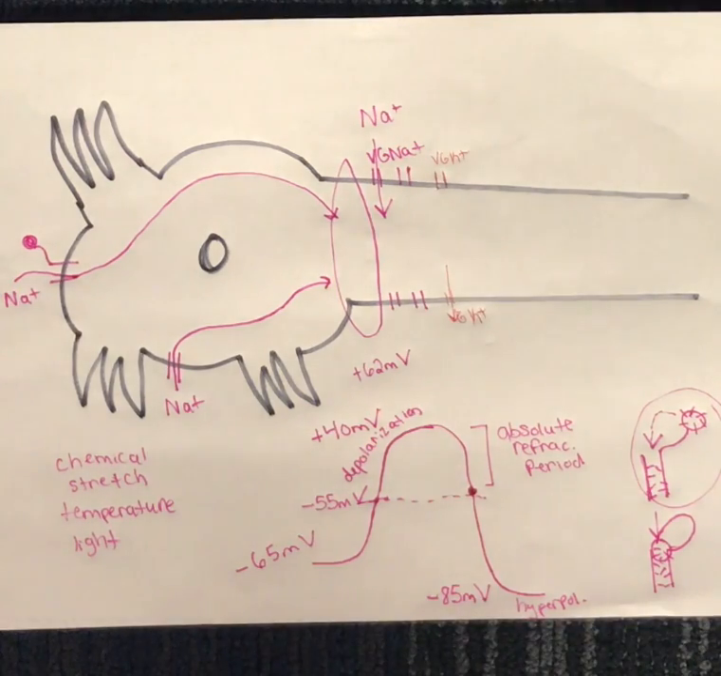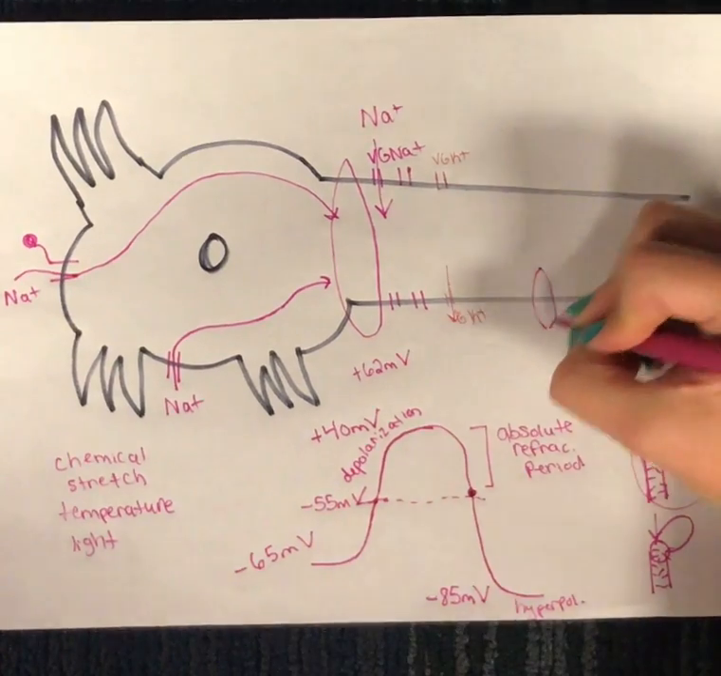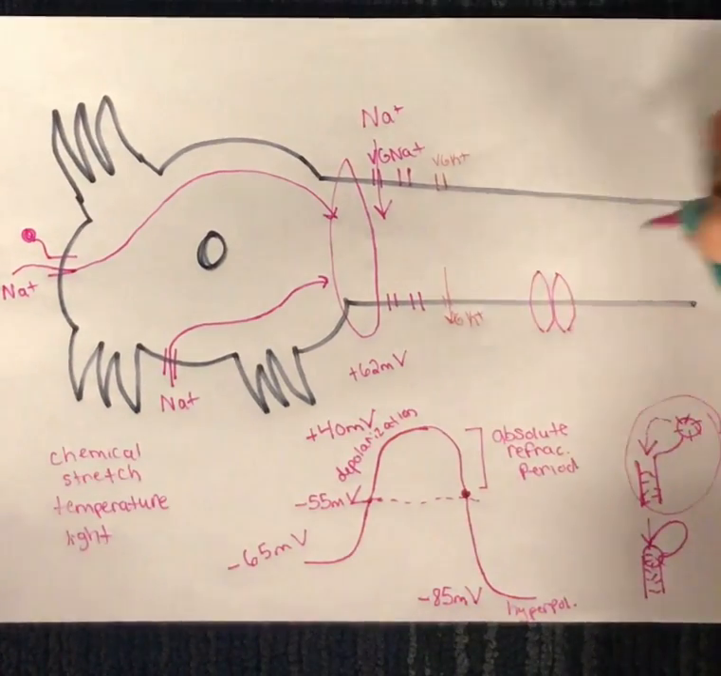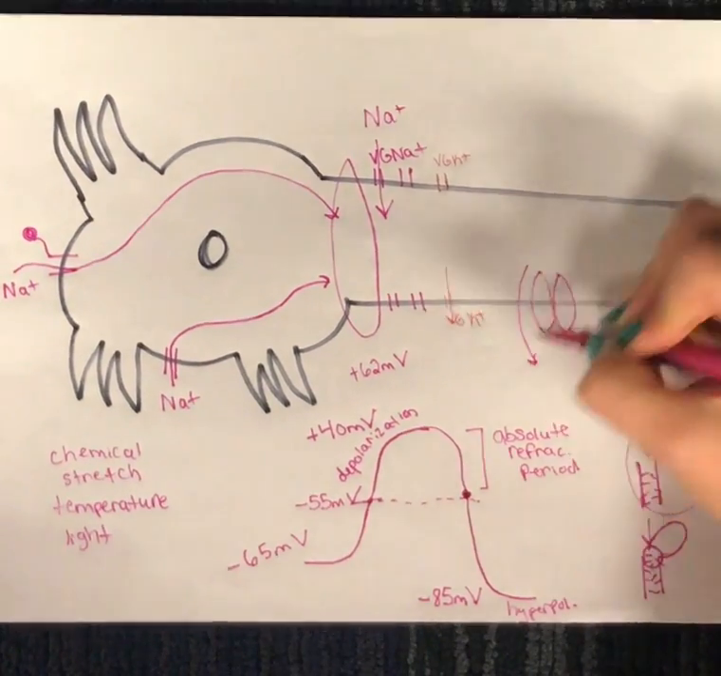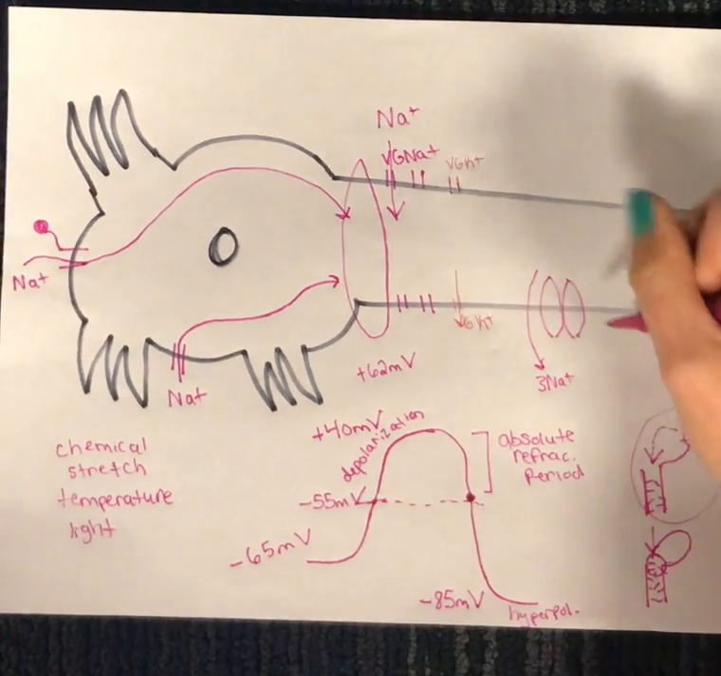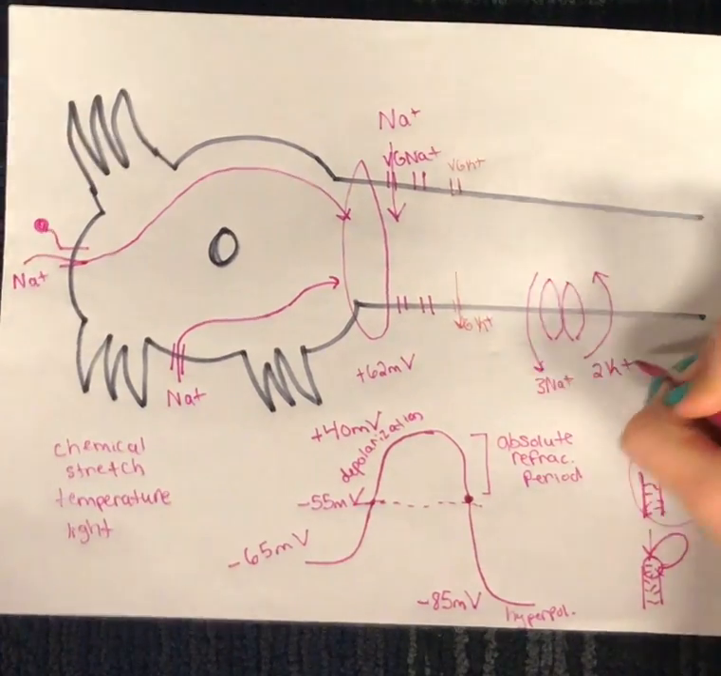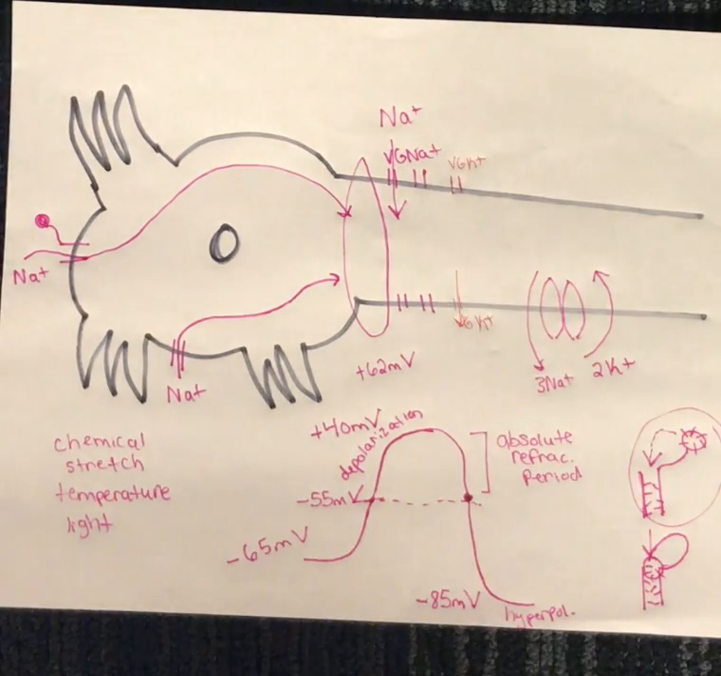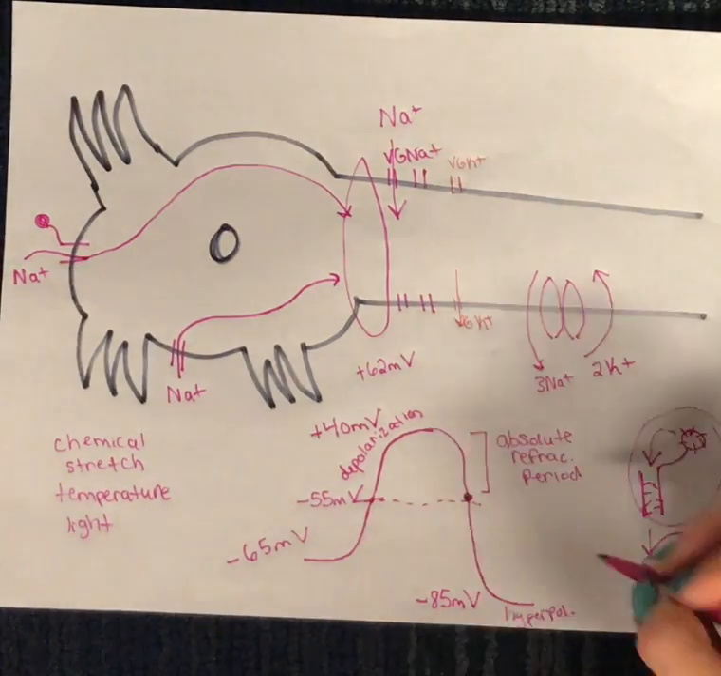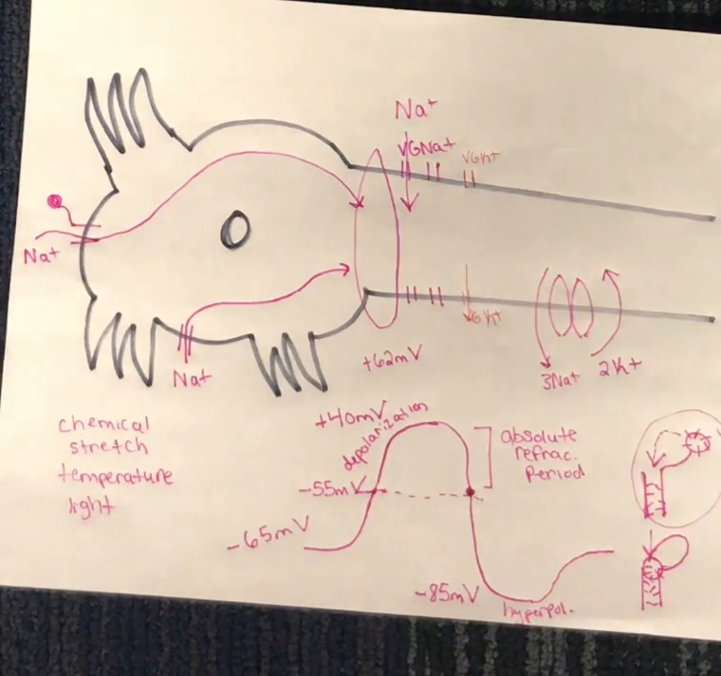During repolarization, the resting membrane potential is restored with the sodium-potassium pump that we talked about in the last video. So all of that extra sodium is kicked back out and potassium is allowed back in. So then we get back to negative 65 millivolts.